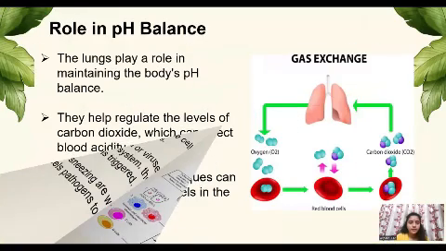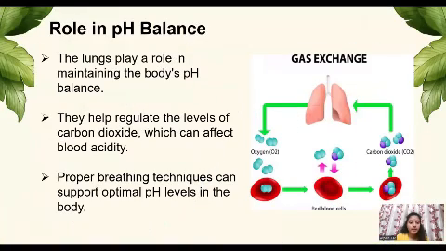Role in pH balance. The lungs play a very important role in maintaining the body's pH balance. They help to regulate the levels of carbon dioxide, which can affect blood acidity. Proper breathing techniques can support optimal pH levels in the body. So this is a gas exchange method where we inhale the oxygen. Oxygen enters the red cells, and from that the carbon dioxide is exhaled out.